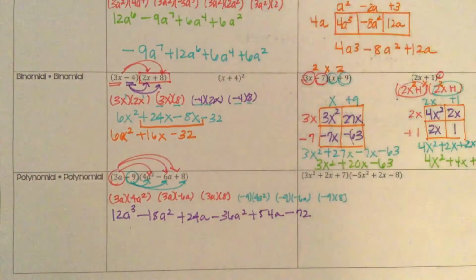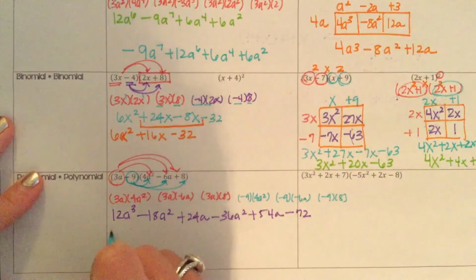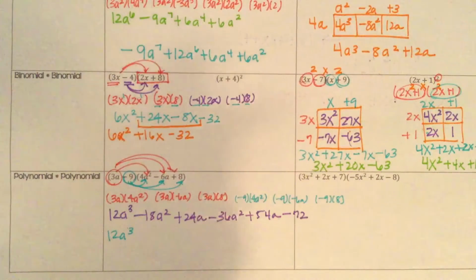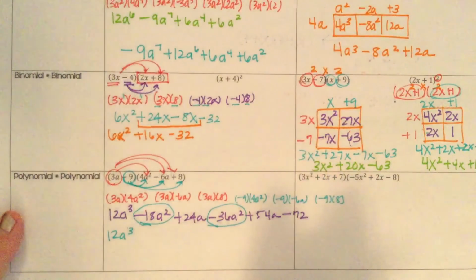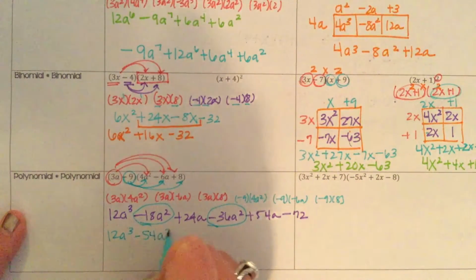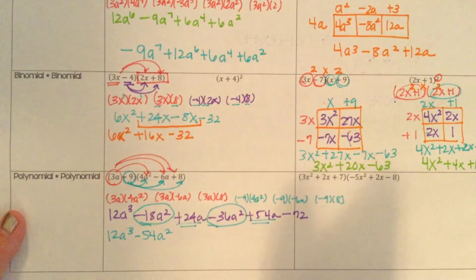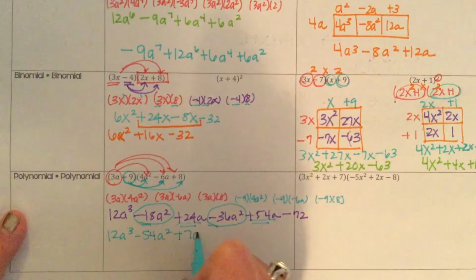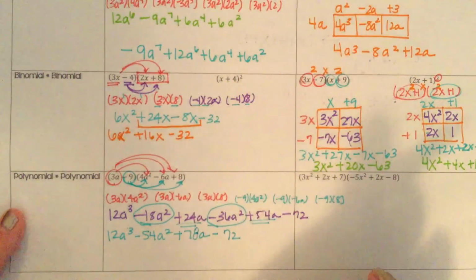Our last step is to combine our like terms. There are no other a cubed terms, so we'll leave this as 12a cubed. We can take our negative 18a squared and combine it with our negative 36a squared, and that will give us negative 54a squared. 24a is going to get combined with 54a to give us a total of 78a. And then finally we have our constant of negative 72.